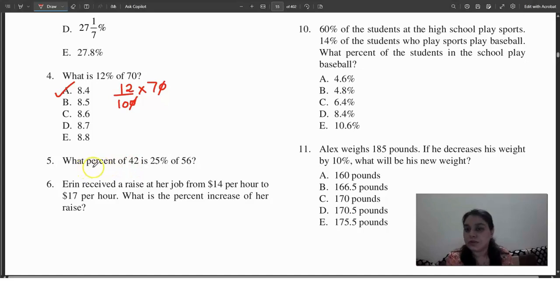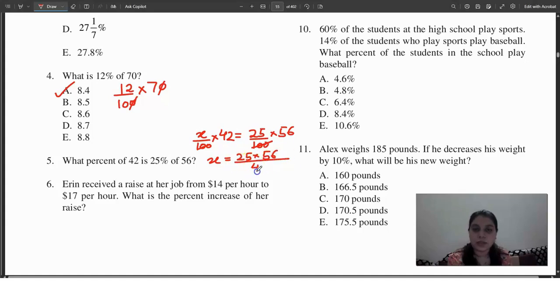What percent of 42 is 25% of 56? Now suppose x percent of 42. x percent, x upon 100 multiplied by 42 is equal to 25% of 56, 25 upon 100 into 56. We'll just cancel these hundreds. So x will be 25 multiplied by 56 divided by 42.